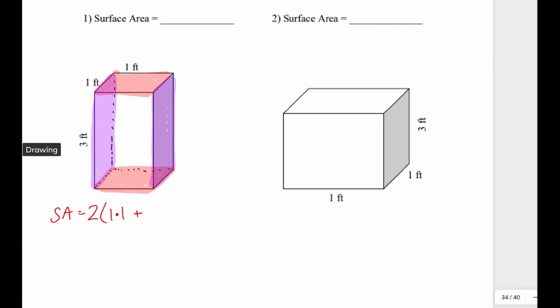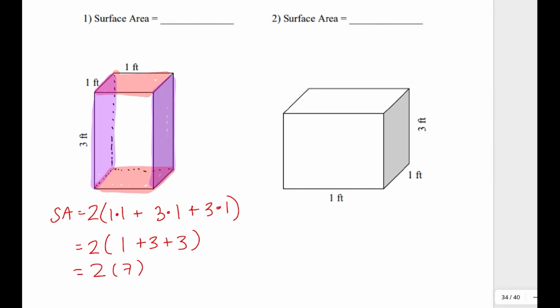So the red one, or I guess it's more pink, is a 1 by 1. The purple side is a 3 by 1. And so is the one that's not shaded, the front and back side. So we'll find the area of those three rectangles. The 1 times 1 is 1, 3 times 1 is 3, and so forth. And now we just got to crank through the arithmetic here. So we got 7 times 2, which is 14.